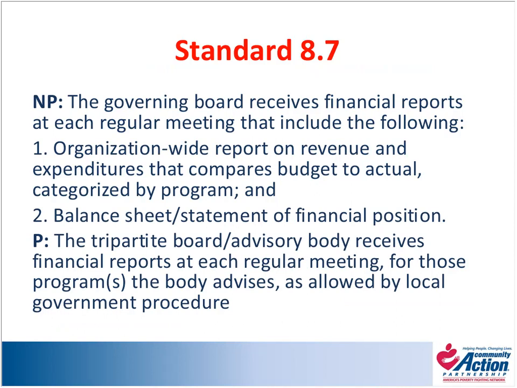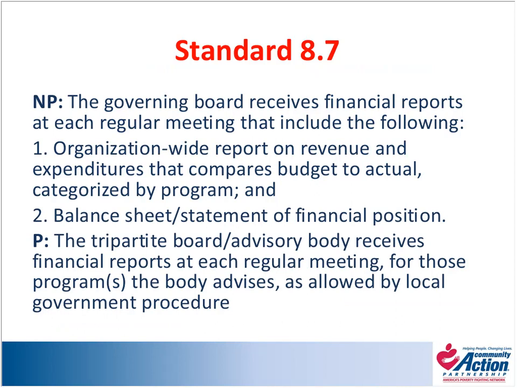So for standard 8.7 for nonprofit agencies, the governing board receives financial reports at each regular meeting that include the following. One, an organization-wide report on revenue and expenditures that compares budget to actual, categorized by program, and secondly, a balance sheet or statement of financial position. So you need both of those.